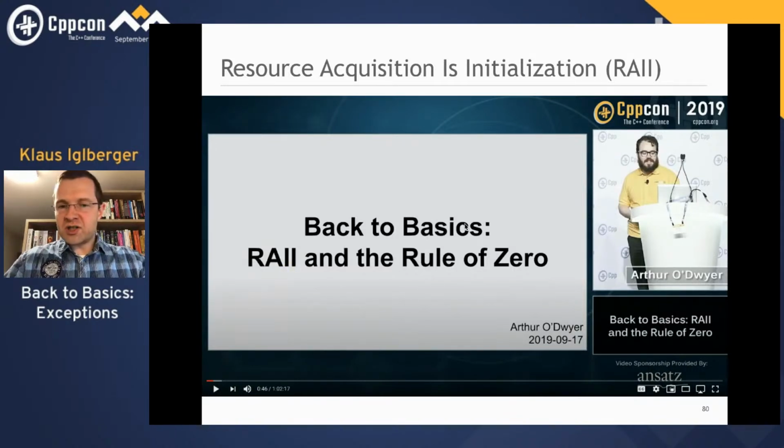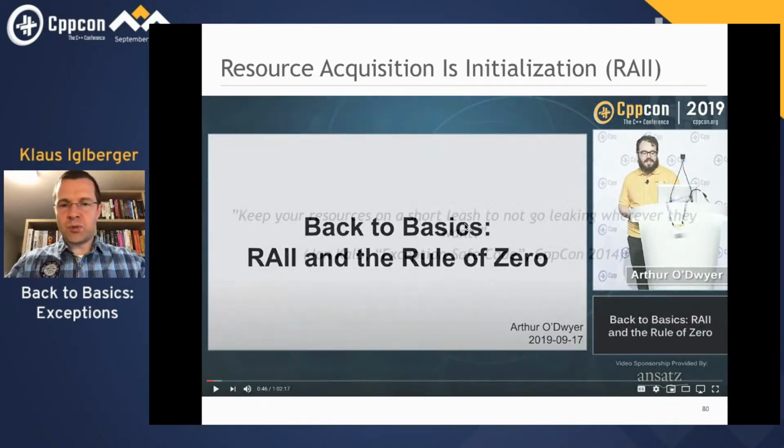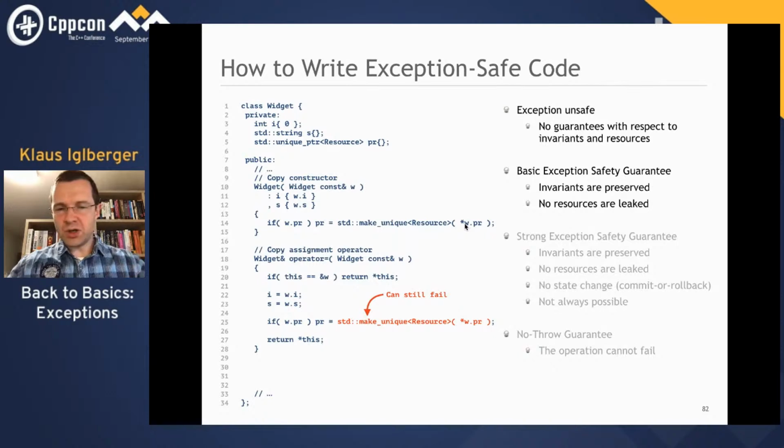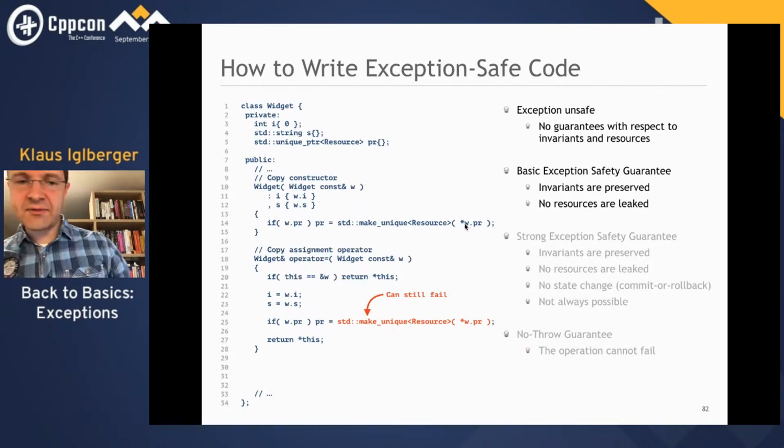There are no resource leaks in C++ if you truly follow this guideline. Or, to put it into John Kalb's words, keep your resources on a short leash to not go leaking wherever they want. Now, indeed, RAII helps you a lot with resources, and that makes your code much easier, to some extent automatically exception safe. It will not always work. Still, this is a very first step to go there.